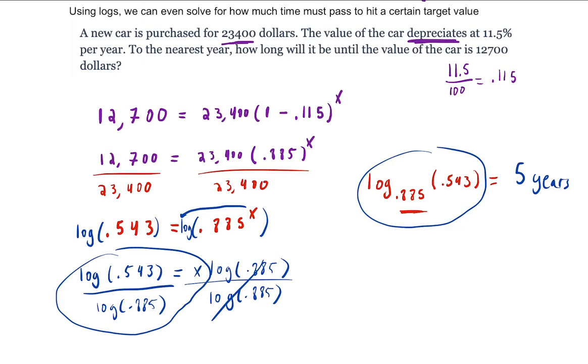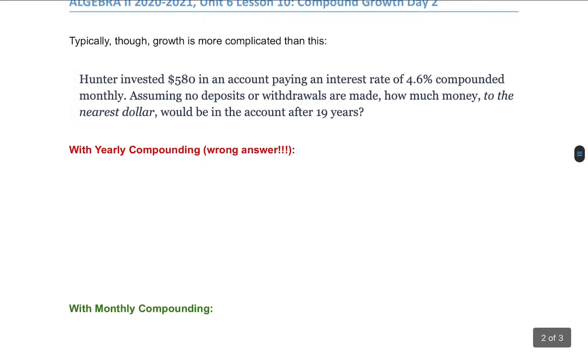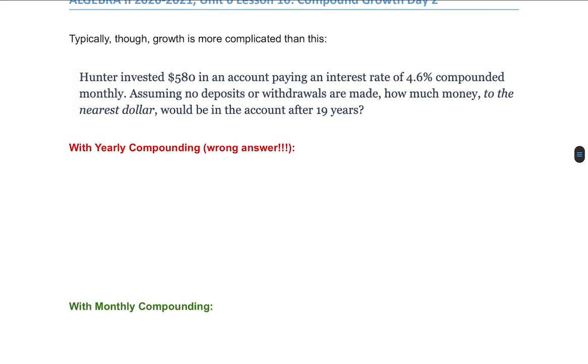And I'm going to talk to you about why it's closer to reality. This is a much more common way that growth is actually calculated. So you put your money in a bank account, and the way we've been assuming it works is the following. If you invest $580 in an account, and it pays 4.6% interest, this is how we assume it's been working. Times 1.046 to the power of 19, right? This is how we assume it's been working.